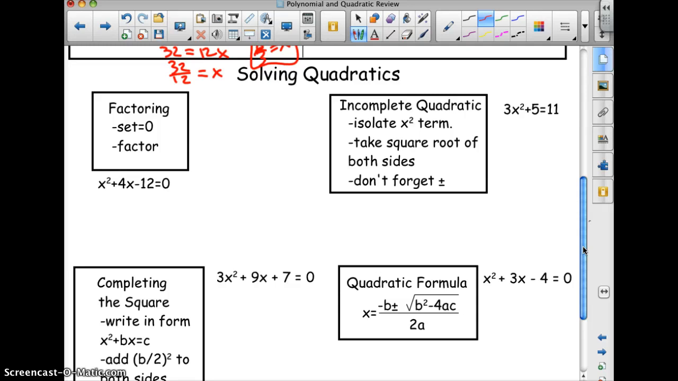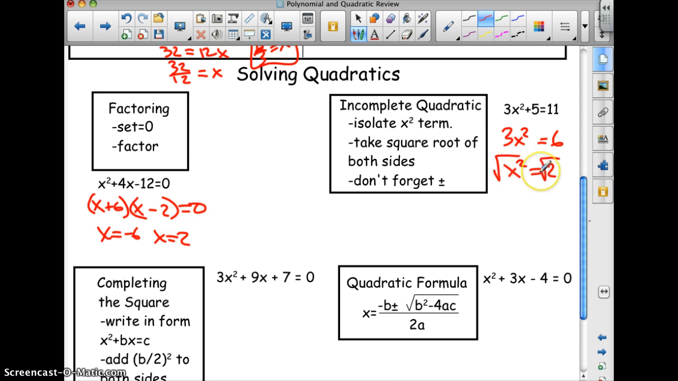First one, factoring. It's the easiest, set it equal to 0 and factor. This one's already equal to 0, and then I just basically factor it. X and x looks like it's going to be plus 6 minus 2. So I'm going to get x equals negative 6 and x equals 2. Okay, that's that one. Incomplete quadratics. Now this is the one where you isolate the x squared term. So you get the weirdest looking thing alone, right? And then I divide both sides by 3, I get x squared equals 2. When I take the square root of both sides here though, remember that's going to give me a plus and minus radical 2. So I have two solutions there.